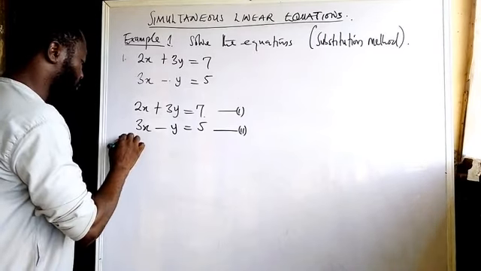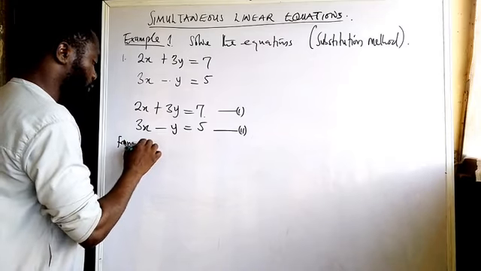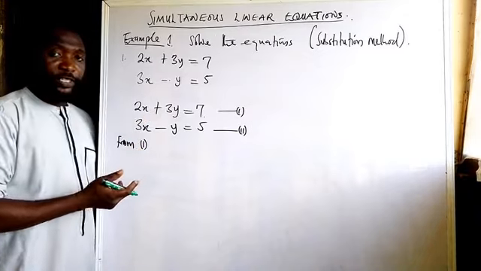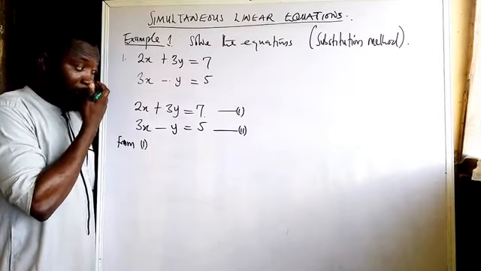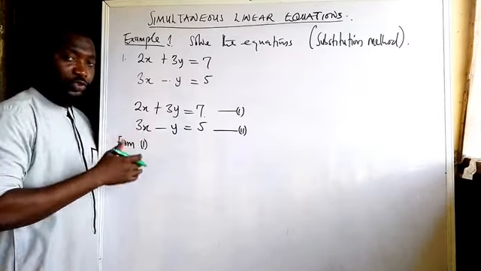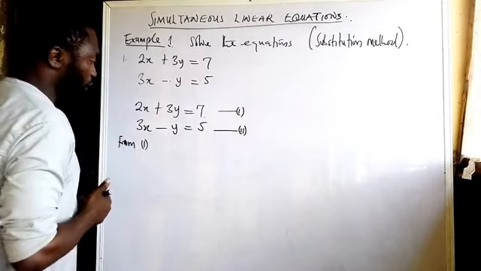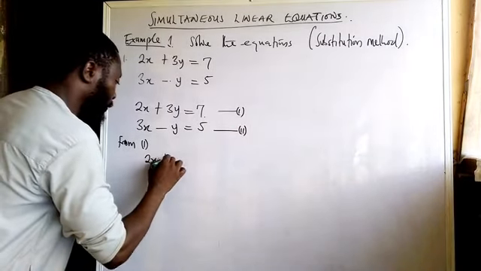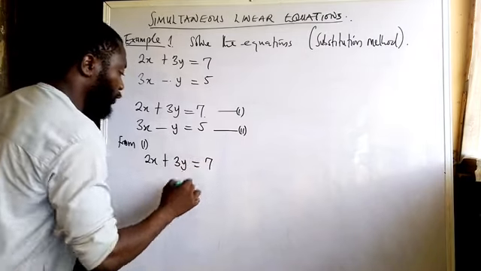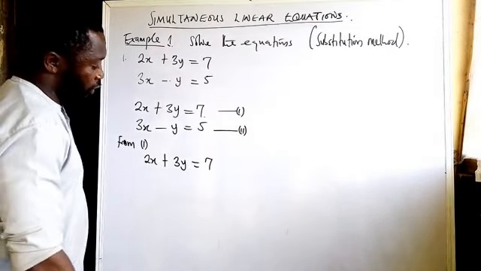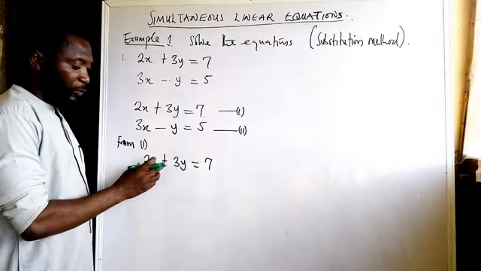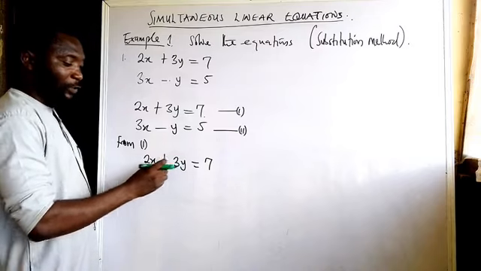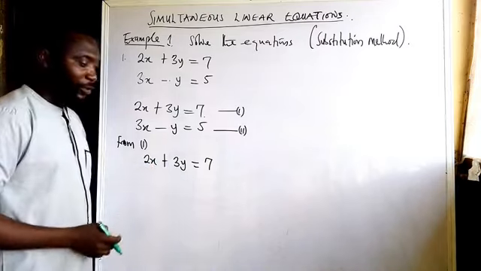So from equation 1, we want to make x subject. Viewer, you may decide to make y subject. Any letter you want to make subject is the one, so you can choose any letter you want. In this example, I want to make x subject in equation 1. Equation 1 is 2x plus 3y equals to 7. To make x subject here, we have to first remove anything that is attached or linked to x. You move them to the other side of the equation.